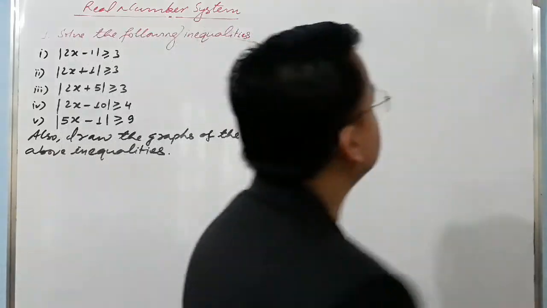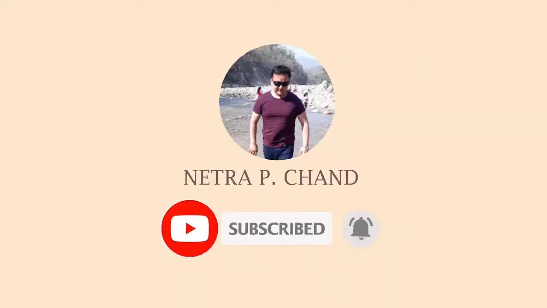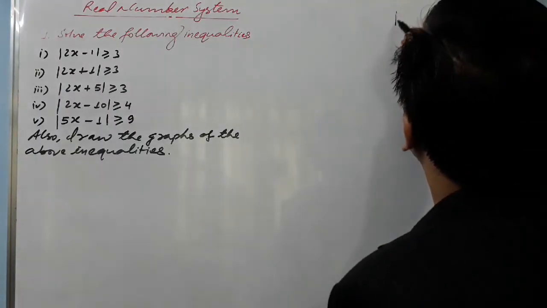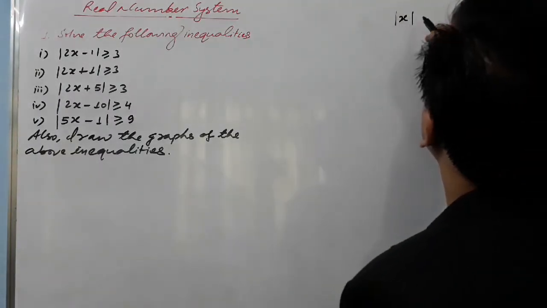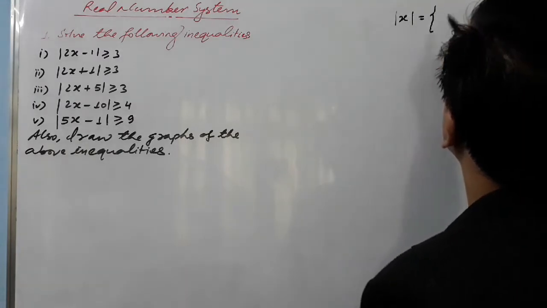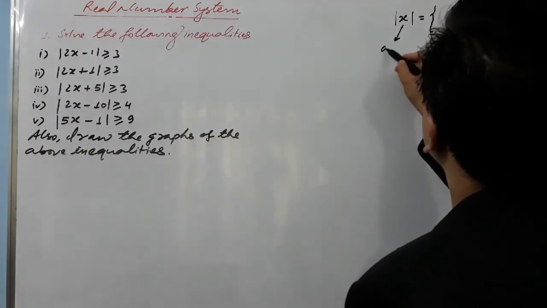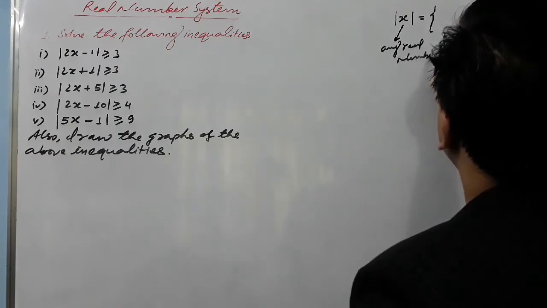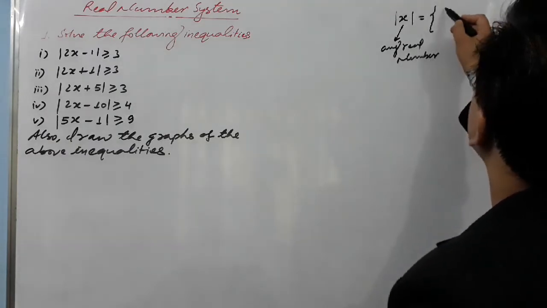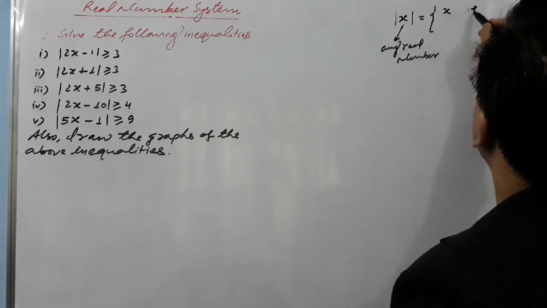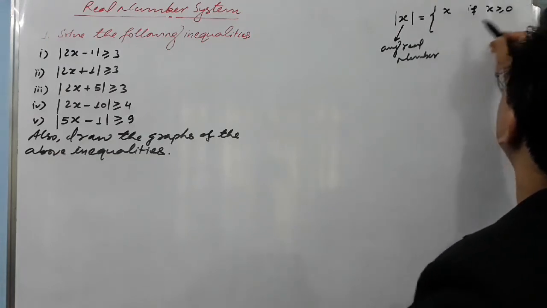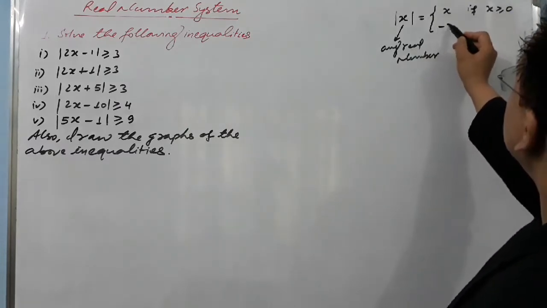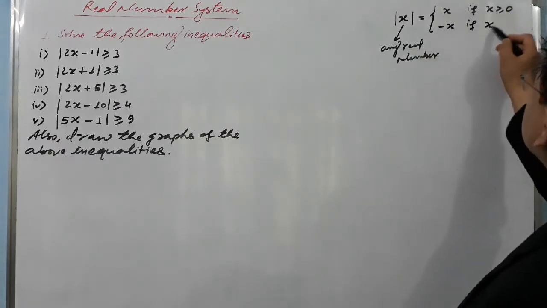Let's see the definition of absolute value of a real number. The definition is: mod of x is equal to x, where x is any real number. Mod of x is equal to x if x is greater than or equal to 0, this means a non-negative real number, and negative x if x is negative.